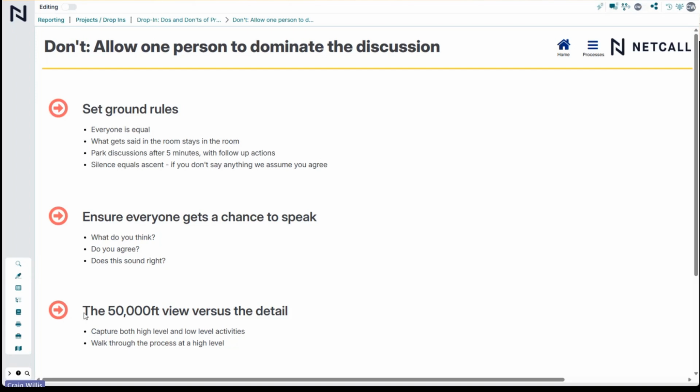But again, if you've got someone who's sitting there not saying a great deal, and there's normally more than one, every now and again pick those people out and say, okay, what do you think? Do you agree? Does this sound right to you? So it's about giving them a chance to have some input.